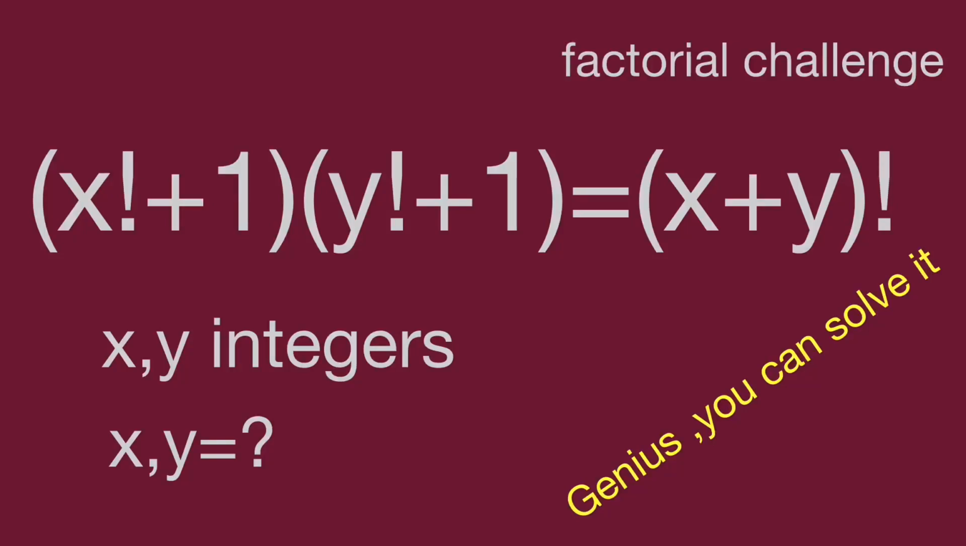The question: (x factorial plus 1) times (y factorial plus 1) equals (x plus y) factorial. x and y are integers. Find the value of x and y.